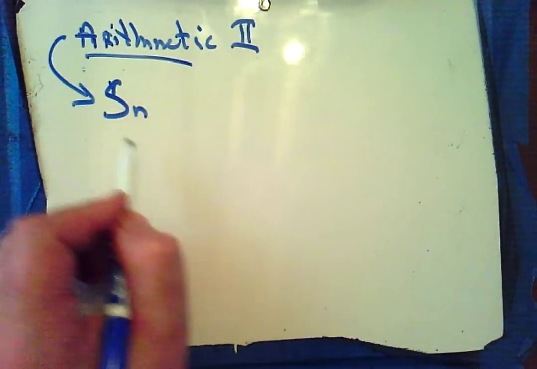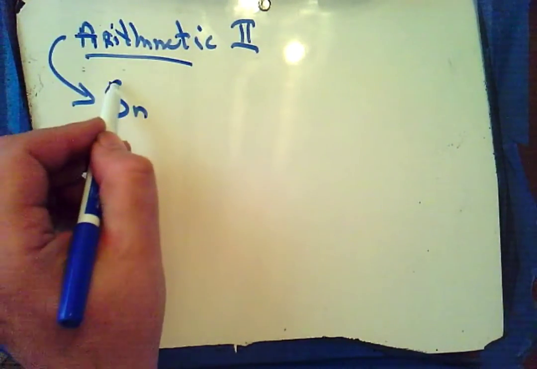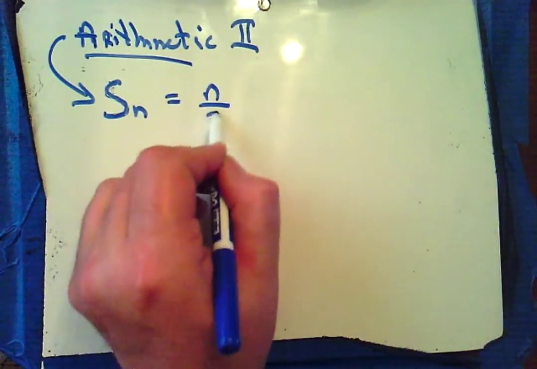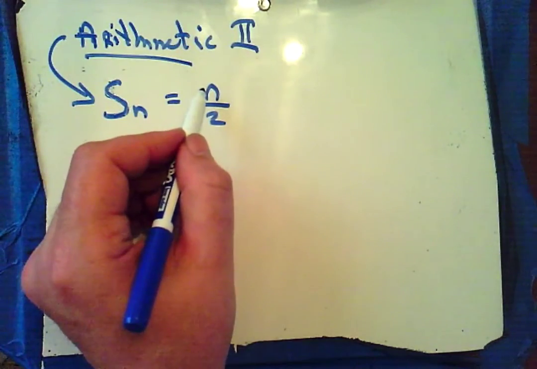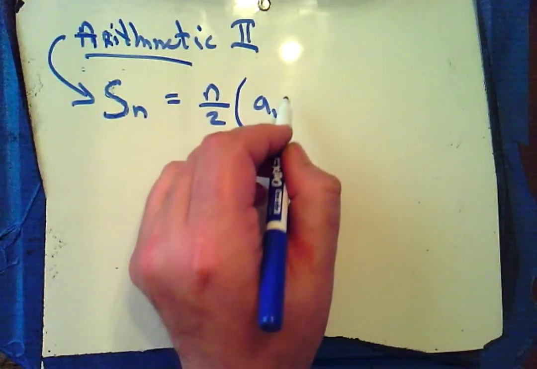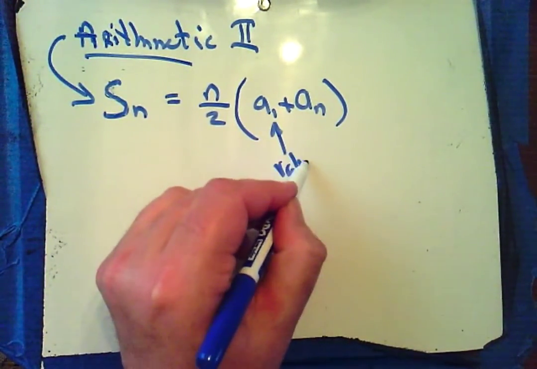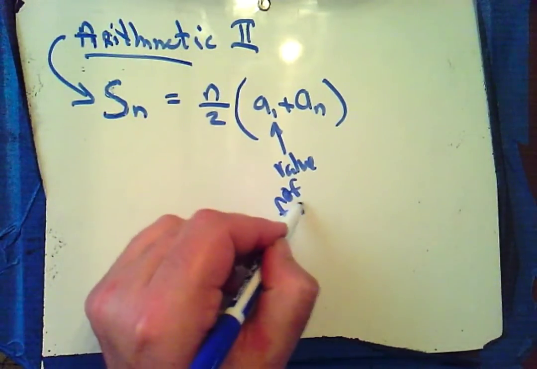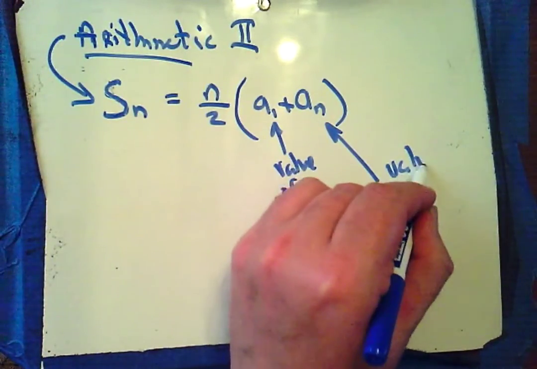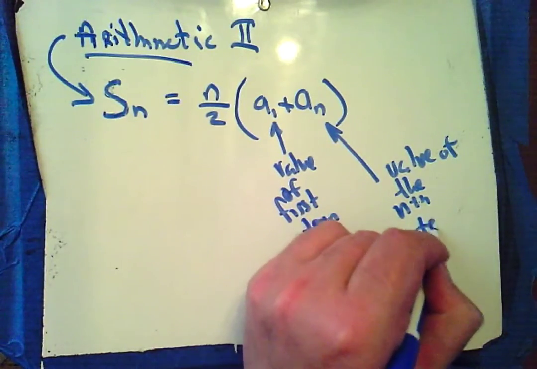This is for arithmetic. There's a different formula for geometric, and there are different formulas for polynomials. So for an arithmetic sequence, the sum of n things will be n over 2. That's how many terms you have divided by 2. This figures out how many pairs, times a sub 1 plus a sub n. This is the value of the first term. This is the value of the nth term.